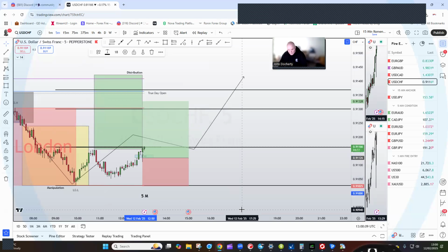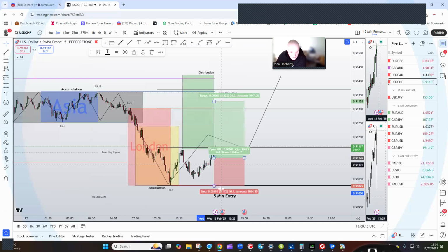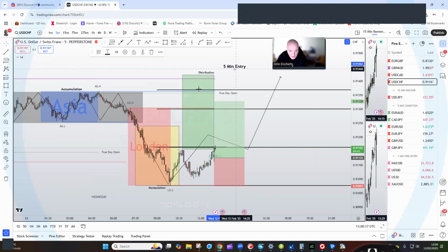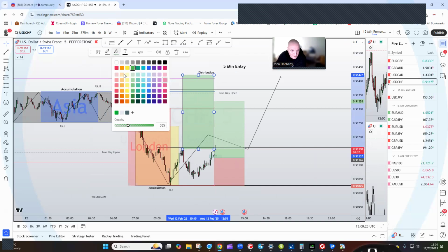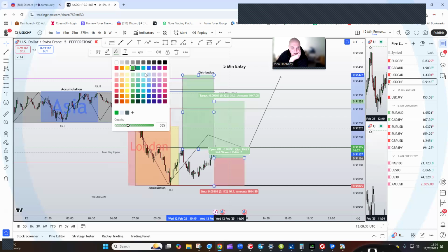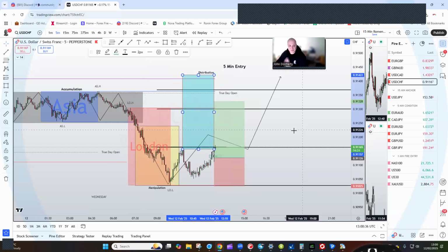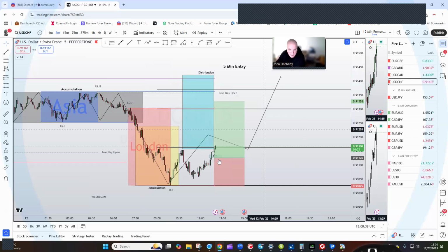5 minute entry. Okay. So we do have accumulation, manipulation, and we have the distribution. I think I'm going to have to change the color of the distribution phase, to be fair, to coincide with when we go for the profits, because it's clashing with this. So I could make it blue, to be fair, an aqua blue.